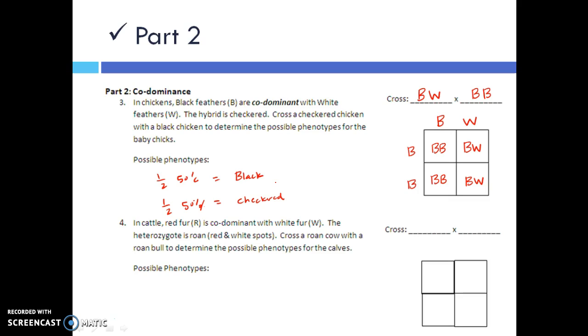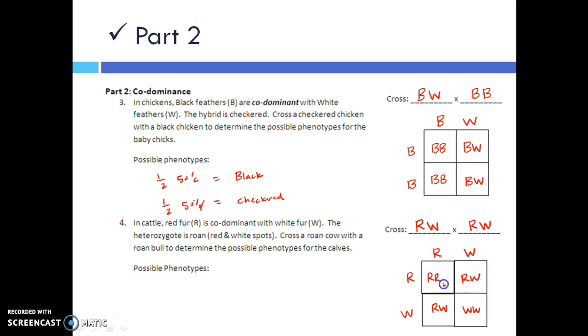Let's move on to cows. In cows, red fur, big R, is codominant with white fur, big W. The heterozygous is roan. A roan cow is a red cow with white spots. So let's cross a roan cow with a roan bull. So we've got a cow with a big R and a big W. So they've got red and white spots. And the bull has a red gene and a white gene, again, having red and white spots. So we will cross these 2 cows and list the possible phenotypes.